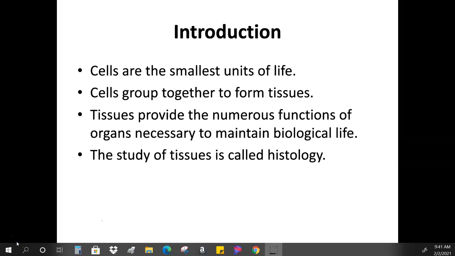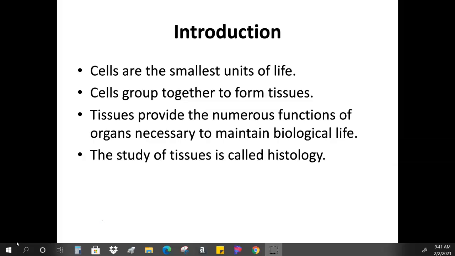This is an overview video for the histology chapter, chapter 4 in your textbook. So if you recall, when we talked about the cell, cells are the smallest units of life. So they are the smallest living thing that exhibits all of the characteristics of life. So growth, reproduction, metabolism, movement, all of those different things that we talked about are characteristics of life. Cells are the smallest unit that will exhibit all of those characteristics.